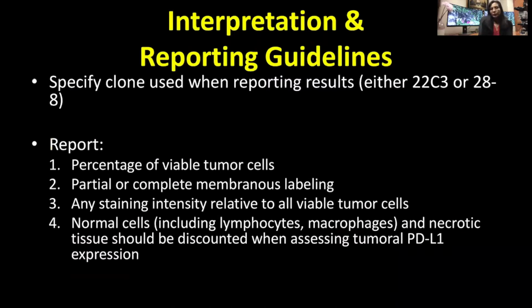In terms of interpretation and reporting guidelines, you have to first specify which clone you use for this immunostain, 22C3 or 28-8. In the report, we have to report the percentage of viable tumor cells, whether partial or complete in terms of membranous staining pattern, and any variability in the staining intensity. Also, another pitfall is PD-L1 can be positive in normal inflammatory cells, such as lymphocytes and macrophages, as well as necrotic tissue. So those are the pitfalls for interpretation of PD-L1 immunostaining.